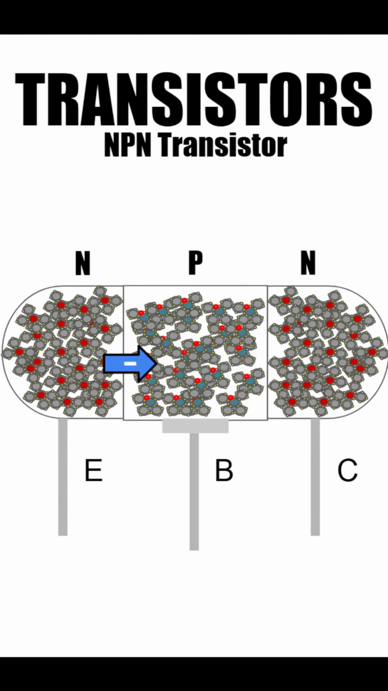However, this makes the atoms in the P-doped silicon negatively charged, creating a barrier that will not let any more electrons travel in, as it will repel the other negative charges. This is called the depletion layer.